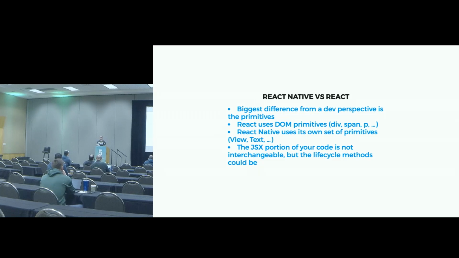The way CSS is handled, React Native uses a subset of CSS. You're going to do your positioning with flexbox. And then your flex direction is also flipped. So the default flex direction is row on the web, and on React Native, it's column. So that's a little bit weird, but once you get used to that, all the actual logic, all your lifecycle methods can all be reused. They all work the same way.